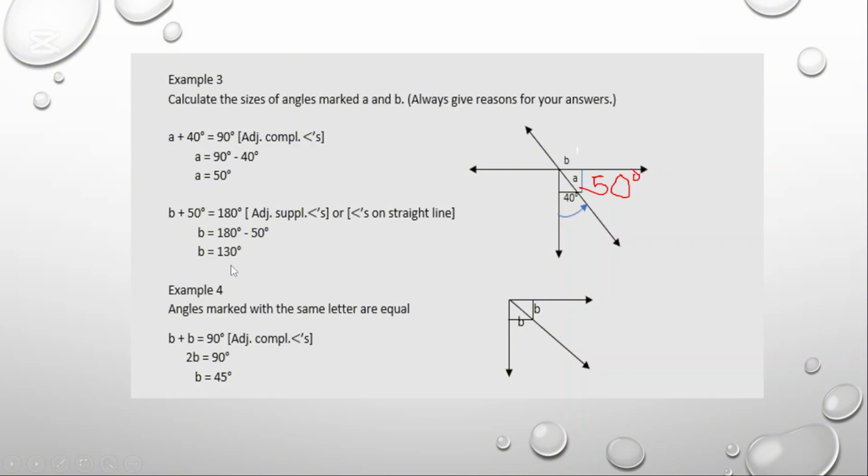Example number 4. Now angles marked with the same letter, they are equal. This one is B and that one's named B. So B plus B, this little box actually tells us that the sum of these two angles must be equal to 90. So B plus B is equal to 90, and 90 is always complementary. So we write it down as adjacent complementary angles. 2B is equal to 90, so each B must be 45 degrees.